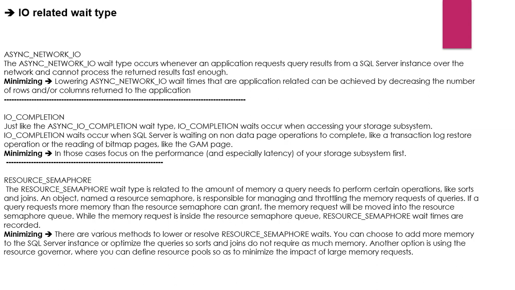Let's proceed with the resource semaphore. The resource semaphore wait type is related to the amount of memory a query needs to perform certain operations like sorts and joins. An object named resource semaphore is responsible for managing and routing the memory requests of queries. If a query requests more memory than the resource semaphore can grant, the memory request will be moved into a resource semaphore queue. While the memory request is inside the queue, resource semaphore wait time is recorded.